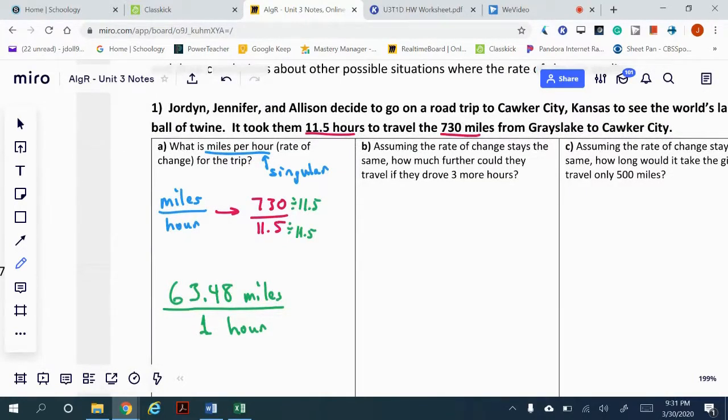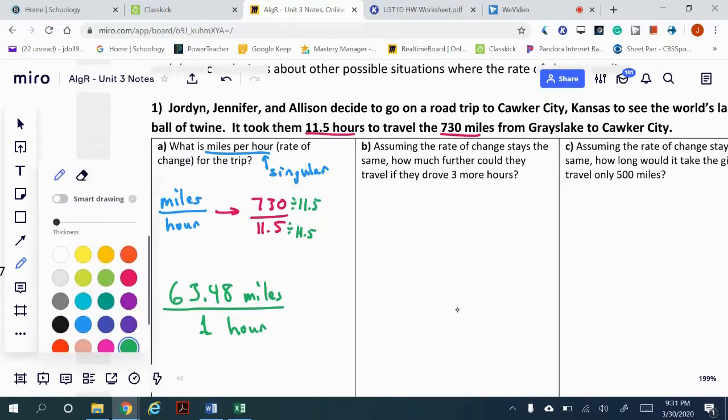And so this is the past. This is what has already happened. It is a fact. It is known. Now what we're going to do is, and here's the big key here, assuming the rate of change stays the same.